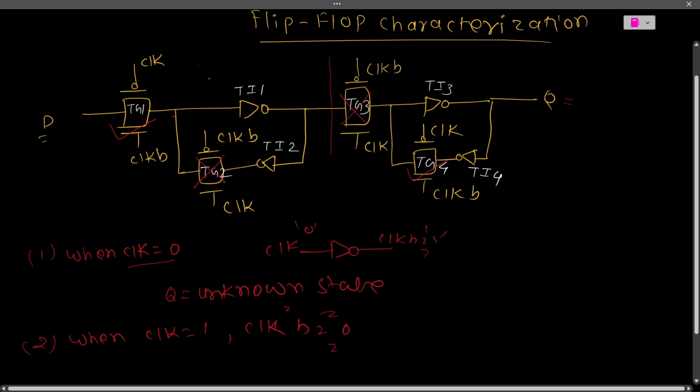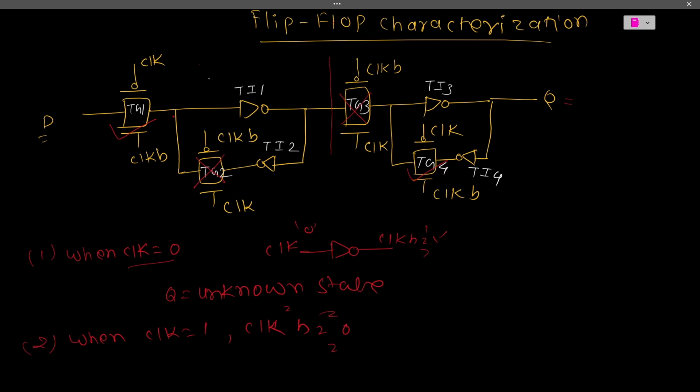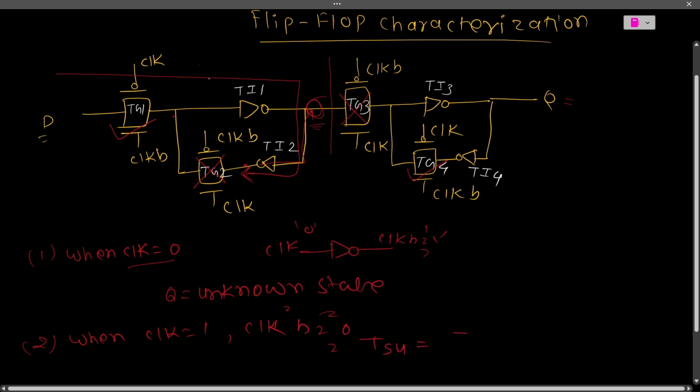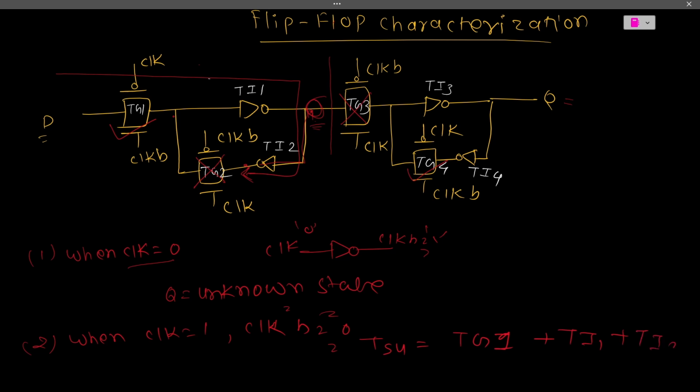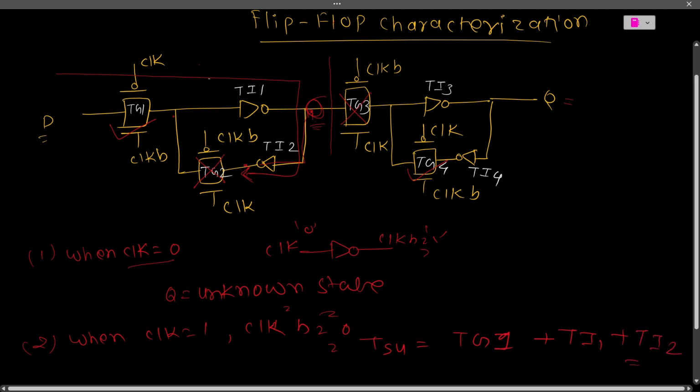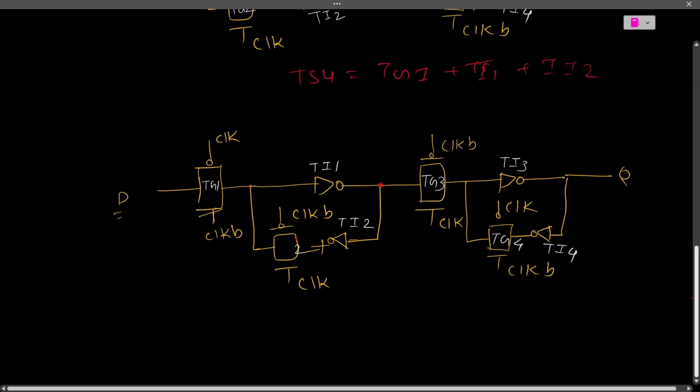Before going on, if the data settles till here, it will capture the correct data. So the T setup will be TG1 plus TI1 plus TI2. If the data takes this much time, then it will capture the correct data. Now our clock to Q delay will be this one.